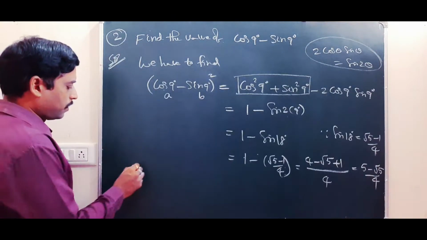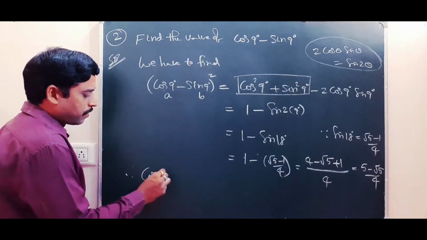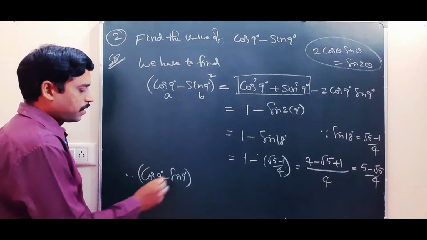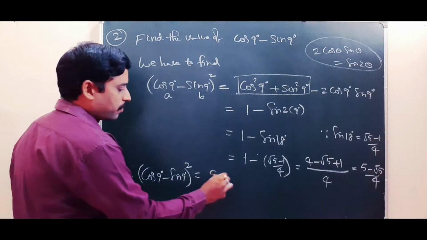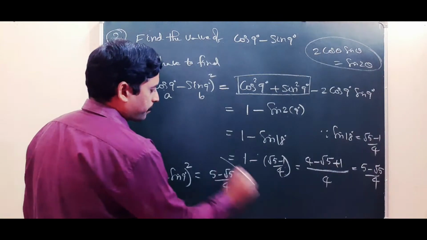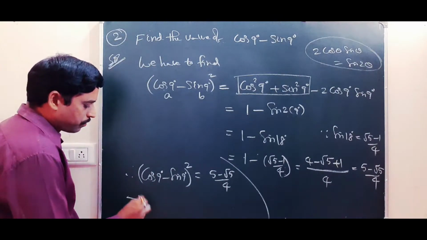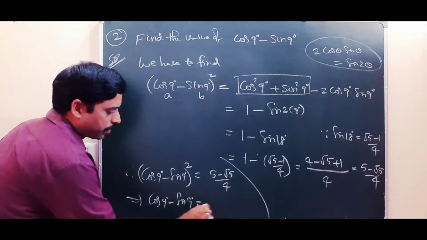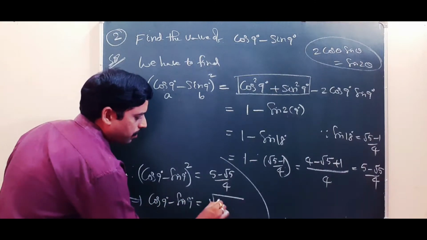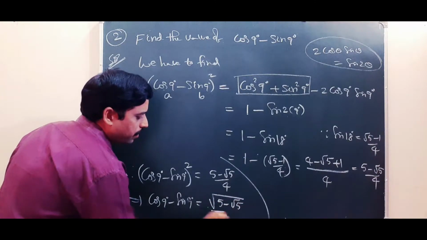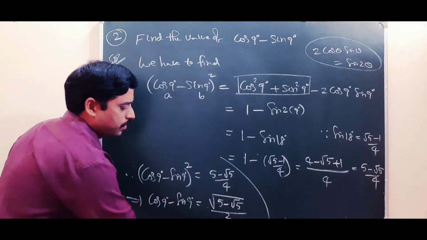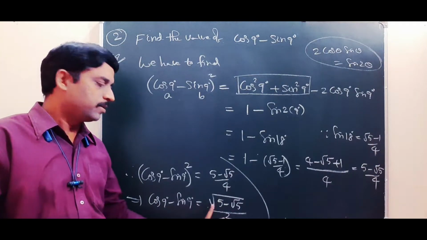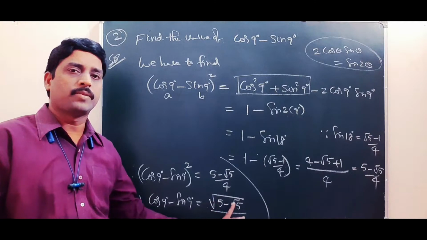Okay, so what is this value? Cos 9 degrees minus sin 9 degrees whole square equal to 5 minus root 5 by 4. Okay, now square root on both sides. Cos 9 degrees minus sin 9 degrees is going to be root over 5 minus root 5 by, so root under 4 is 2. So what is the answer? Cos 9 degrees minus sin 9 degrees equal to root under 5 minus root 5 by 2.